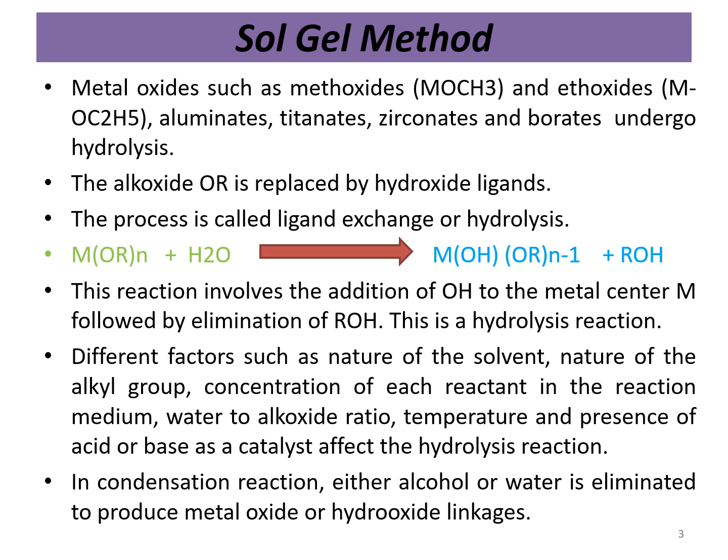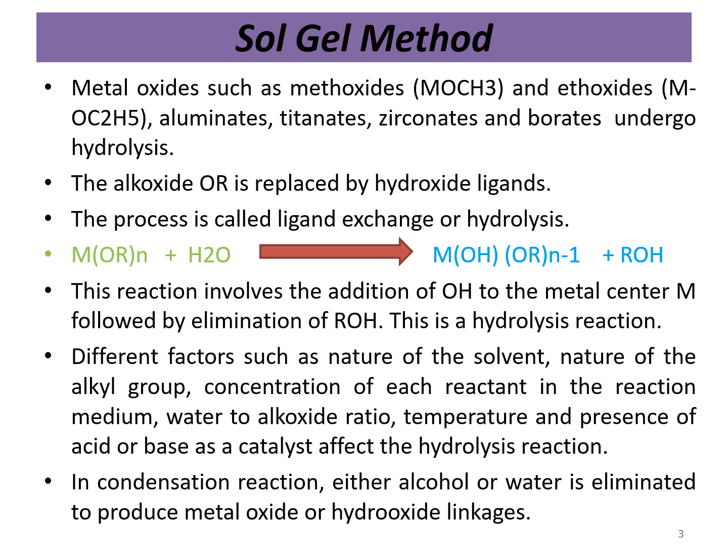So hydrolysis takes place, and hydrolysis is basically the breakdown of the water molecule. As a result of the breakdown of the water molecule, we obtain the M(OH)(OR)n-1 product plus ROH, and alcohol is released as a byproduct. This reaction involves the addition of OH to the metal center M followed by elimination of ROH. This is a hydrolysis reaction.